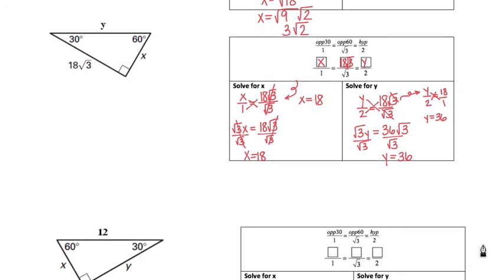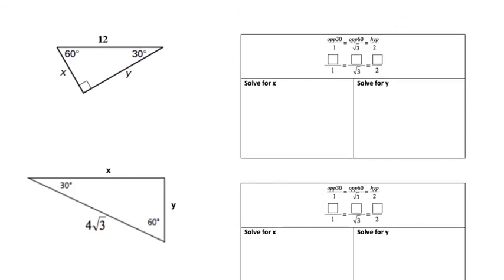All right. So our short leg opposite the 30-degree angle is going to be x. My long leg opposite the 60-degree angle is going to be y. My hypotenuse across from the right angle is going to be 12. So we need to solve for x first. X over 1 equals, the fraction with just numbers in it, 12 over 2.